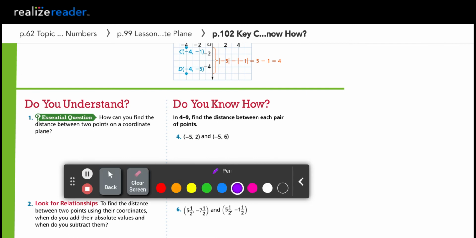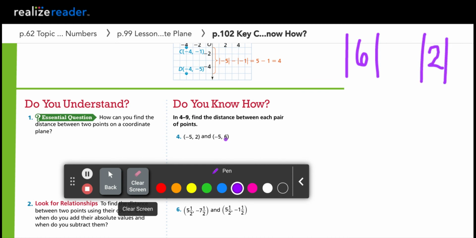Let's just try one more. Let's look at number 4 here. So we have an ordered pair, -5, 2, and another ordered pair, -5, 6. So we're looking to see what's different here. The 2 and the 6 are different. So let's start with the absolute value of 6 and the absolute value of 2, because those are the numbers that are different. The -5s are the same, so we're going to ignore that for now.